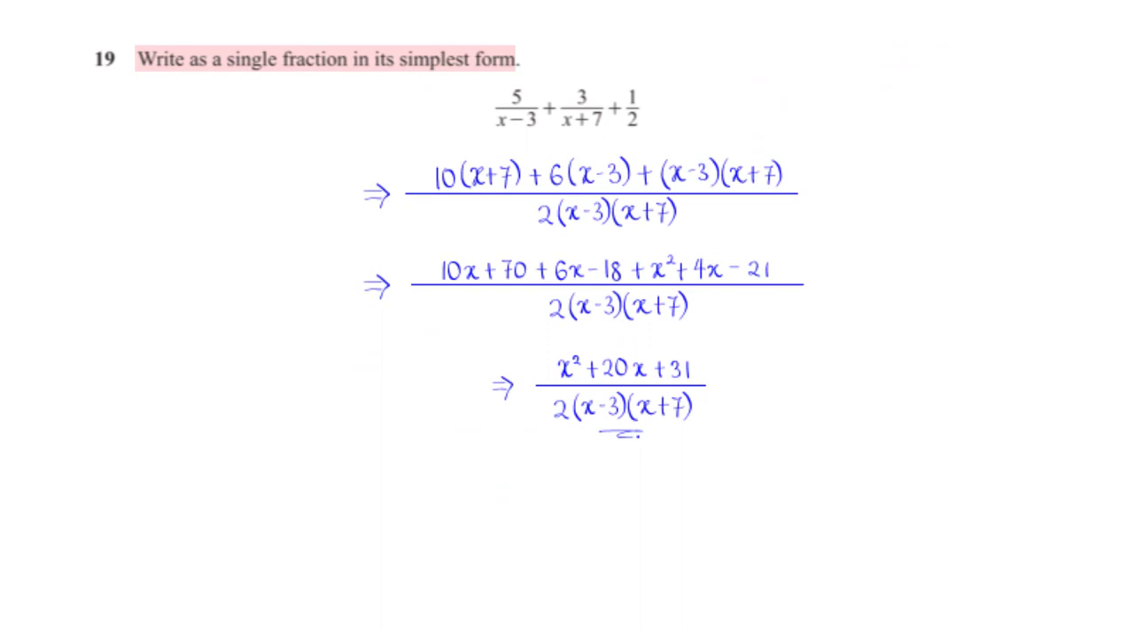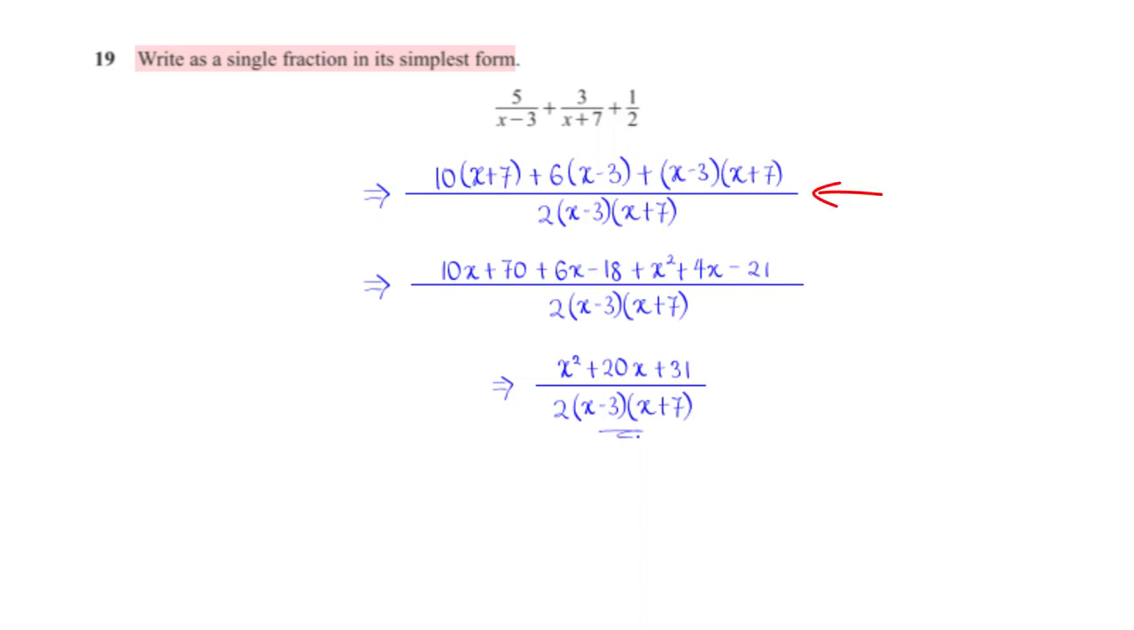Write as a single fraction in its simplest form: 5 over x minus 3 plus 3 over x plus 7 plus 1 over 2. So in this case, we can get our LCM by multiplying the denominators, and so that gives us 2 times x minus 3 times x plus 7.